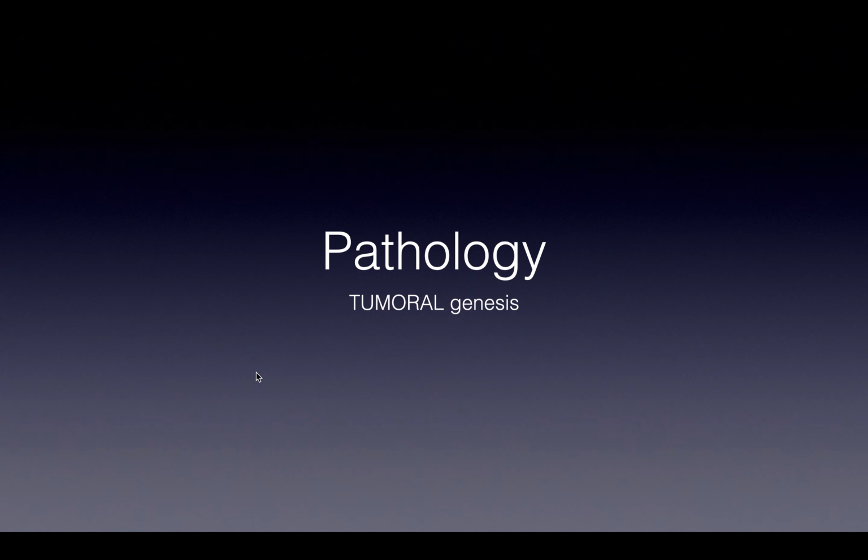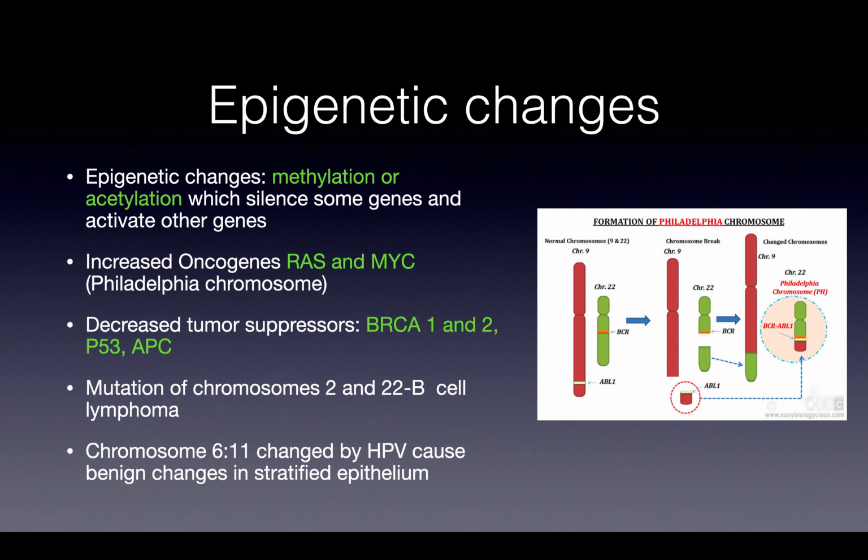Welcome back to pathology. Today we are going to go through the genetics of tumors. So the epigenetic changes are either methylation or acetylation, where there is going to be the silencing of some genes and the activation of other genes. The important ones we want to pay attention to are the RAS and the MYC genes.